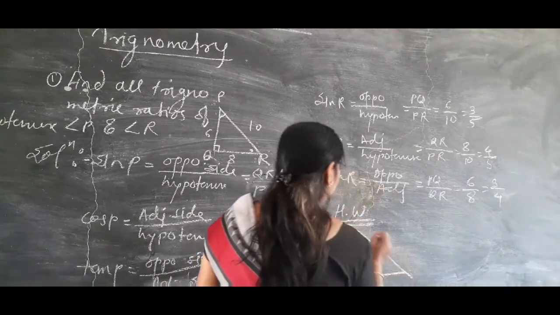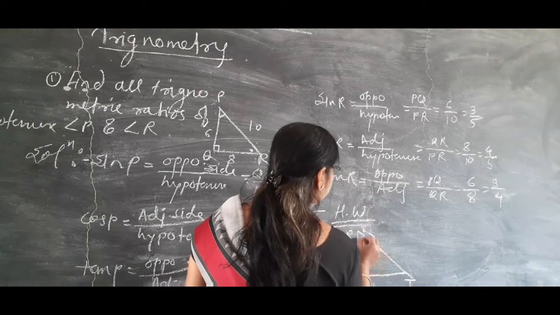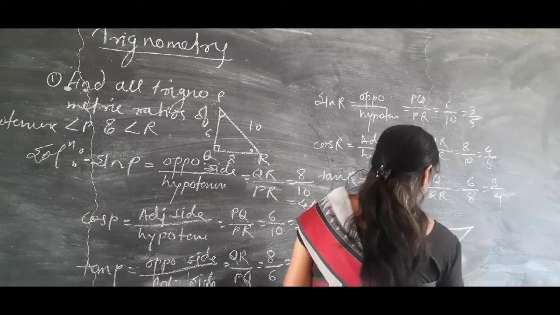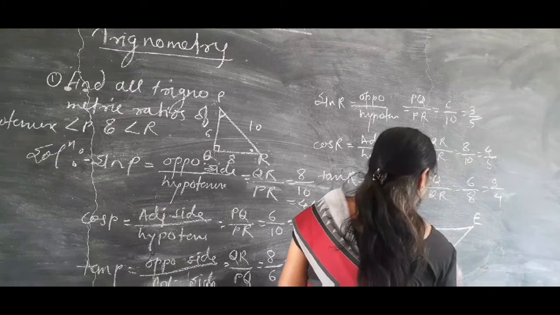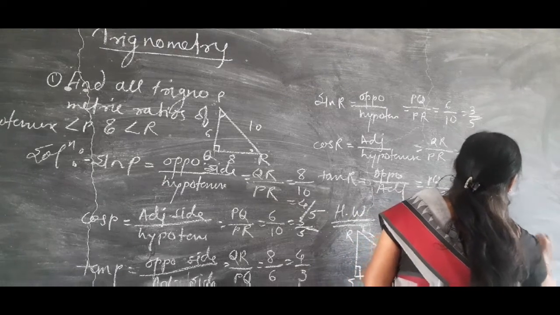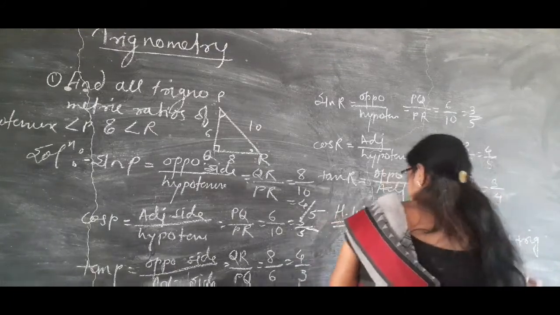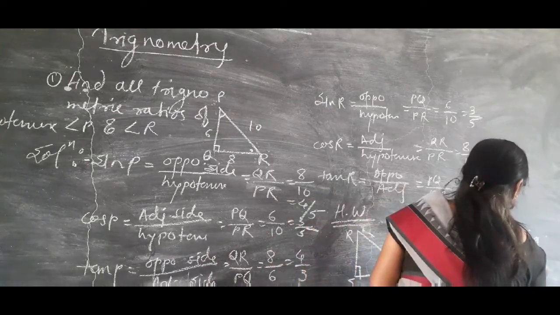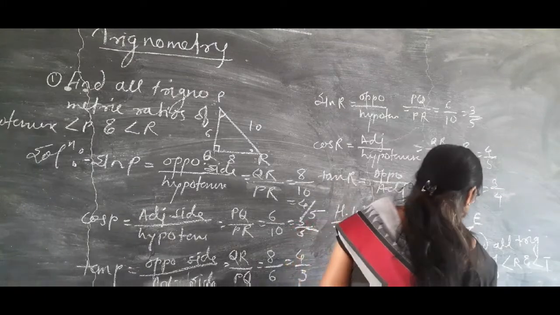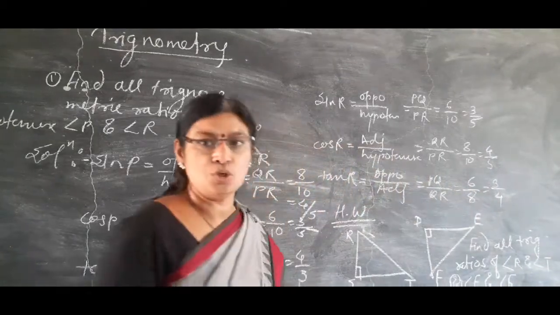Now if triangle RST and DEF are given, find all trigonometric ratios of angle R and D, and second, angle E and F. You have to find all trigonometric ratios of these angles.